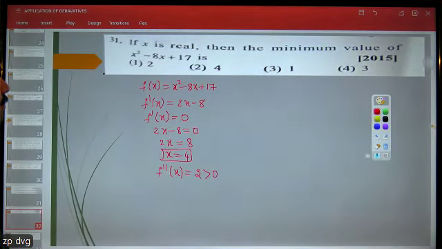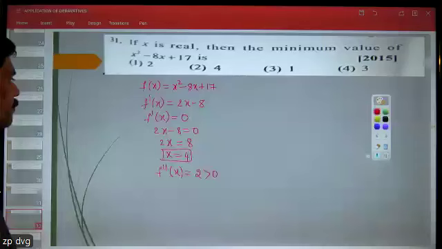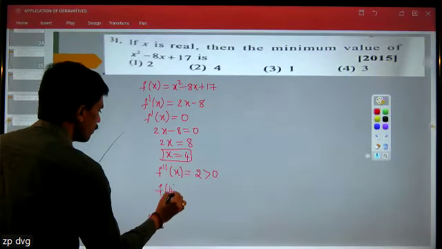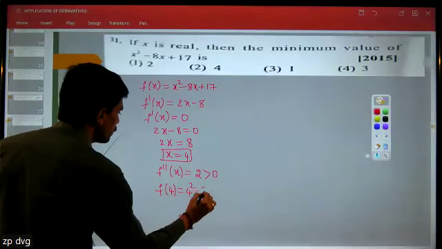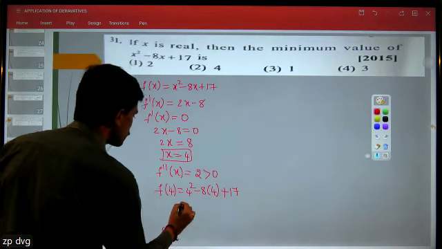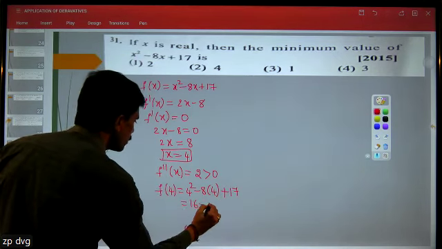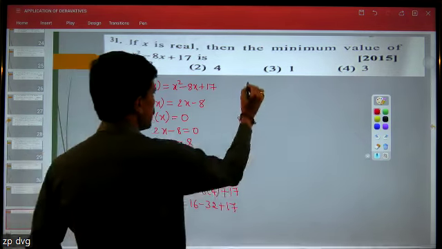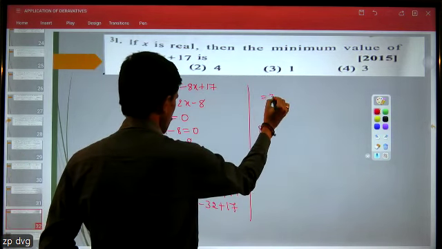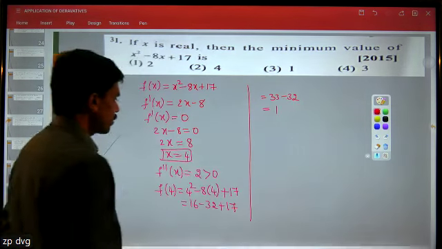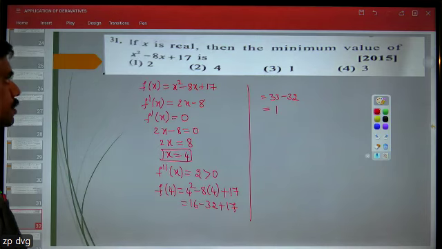So next we have to find the minimum value. For the minimum value, we have to substitute the value of x in the given function, f of 4. So f of 4 equal to 4 square minus 8 into 4 plus 17. So 4 square is 16, minus 8 into 4 is 32, plus 17. So 16 plus 17 is 33. So 33 minus 32 we get, so the final answer is 1. Therefore, the minimum value of the given function is 1. Option 3 is the right answer.